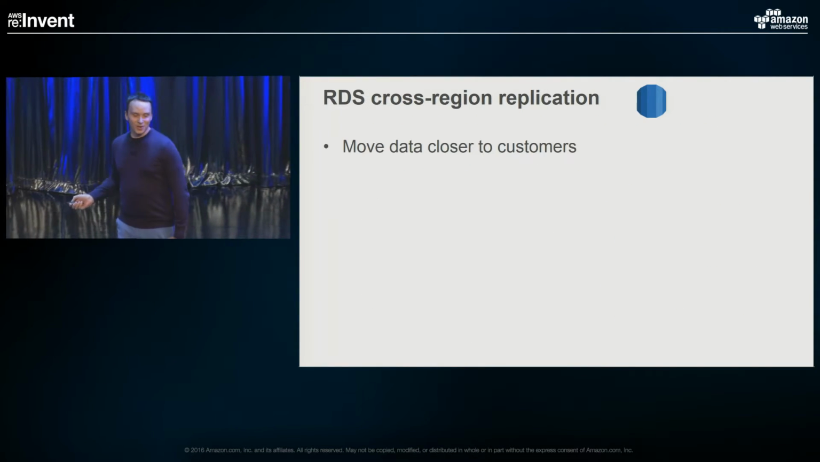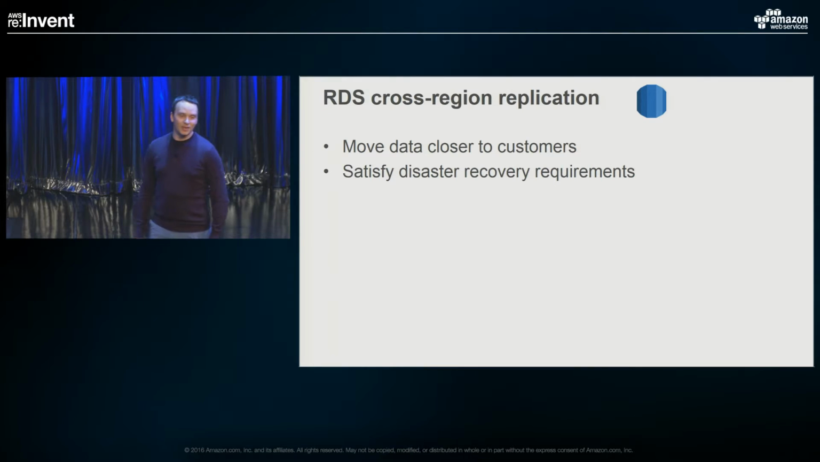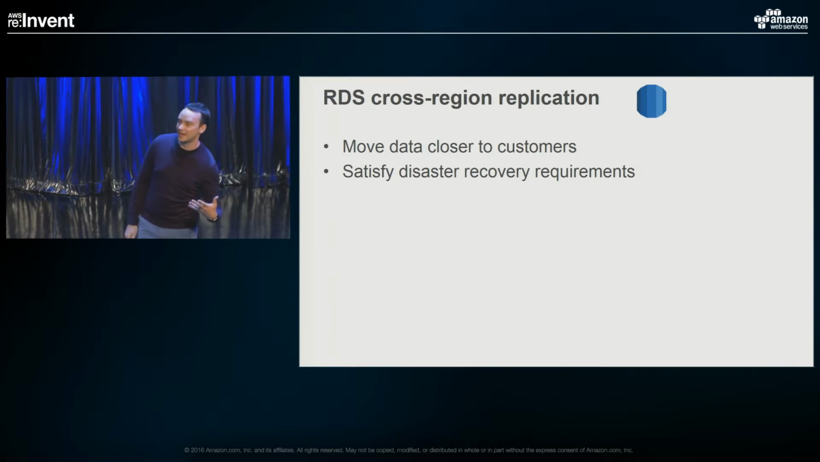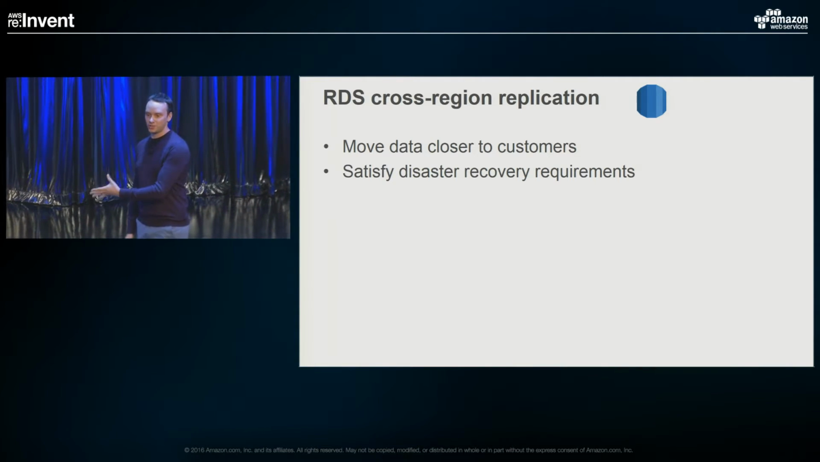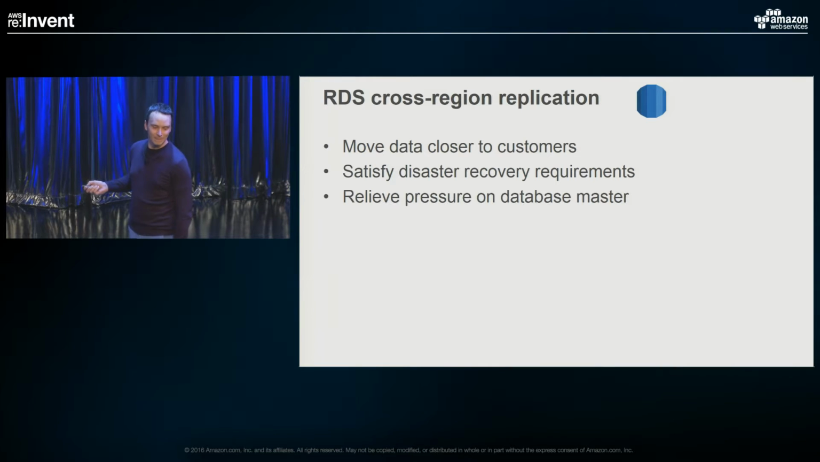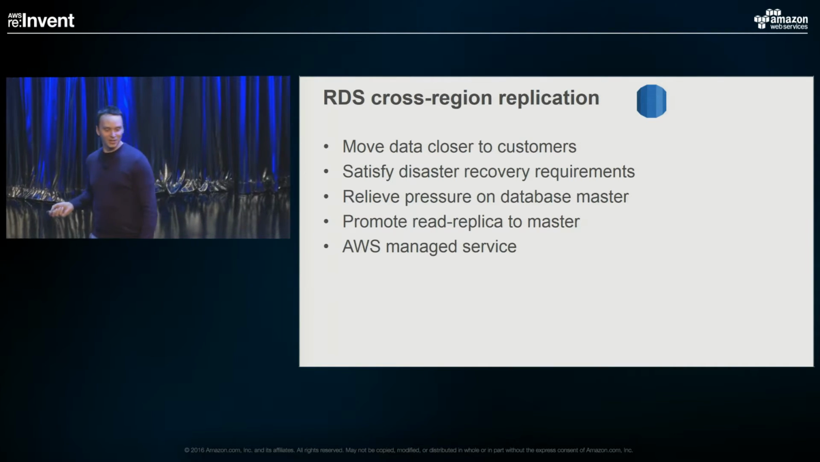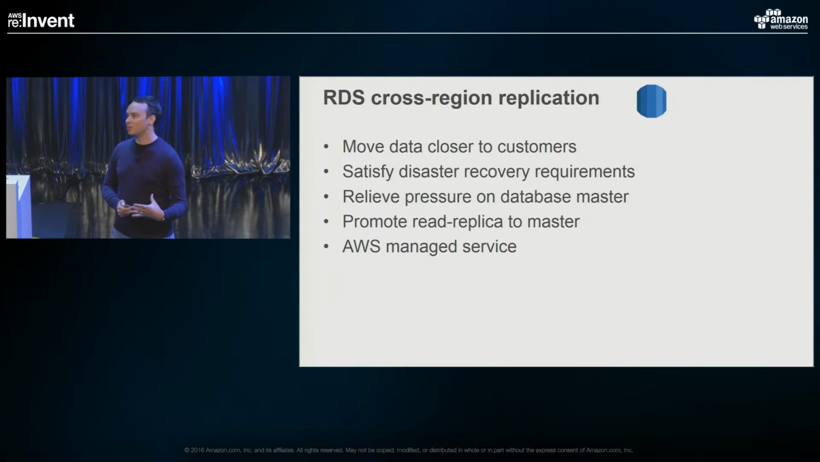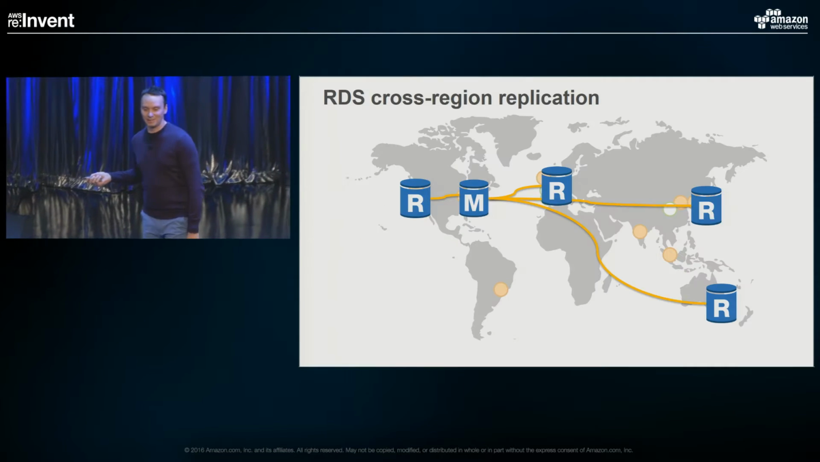And with RDS cross-region replication, you can move data closer to endpoints. So for example, you have a master database residing in US East and have read replicas across the world to enhance the user experience that's closer to their area of the world. And you can also promote read replicas to masters as well. So if you have a failure in one region, you can easily promote and keep running. And again, it's an AWS managed service.